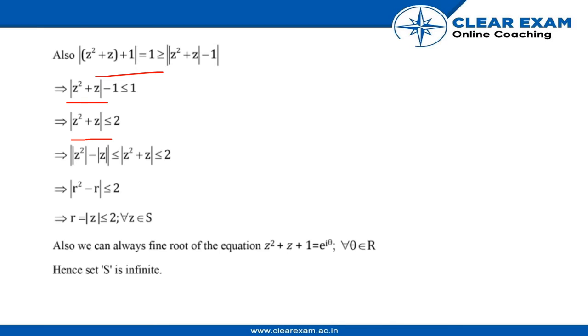Now |Z|² − |Z| is less than or equal to |Z² + Z|, which is less than or equal to 2, which implies |R² − R| is less than or equal to 2, where R = |Z|, which is less than or equal to 2, for Z belonging to S. Also we can always find a root of the equation Z² + Z + 1 = e^(iθ), where θ belongs to the reals. Hence set S is infinite.